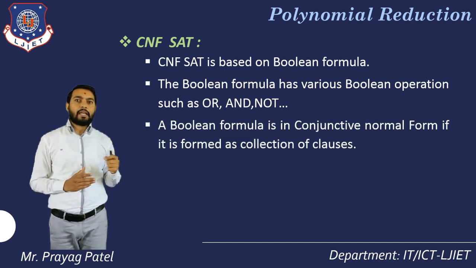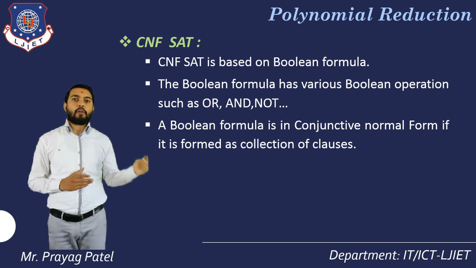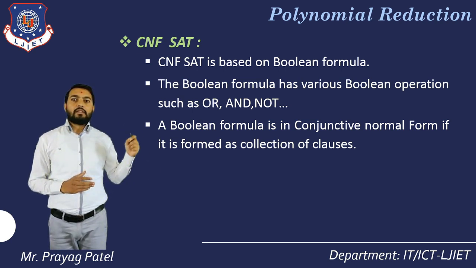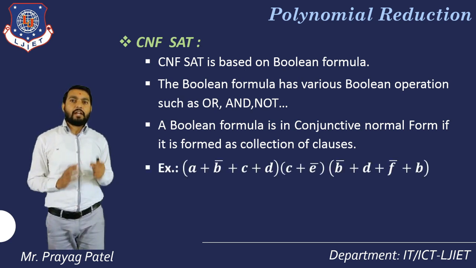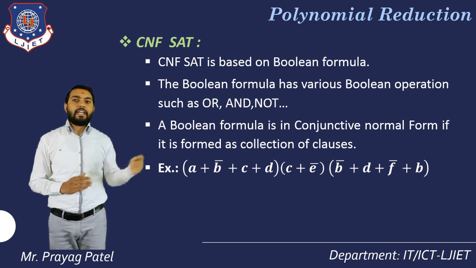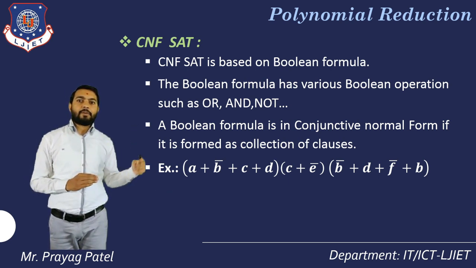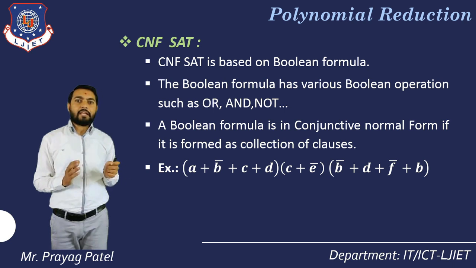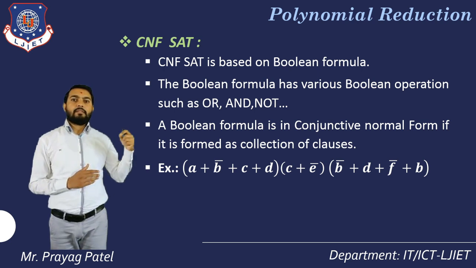A Boolean formula is called the CNF, CNF that means conjunctive normal form. It is in the form of a collection of clauses. So if our given data is in the form of a collection of clauses, then it is called the CNF. For example, here A plus B bar plus C plus D. So this first bracket is considered as the first clause. Now the second clause is C plus E bar. Now the third clause is B dash plus D plus F dash plus B.